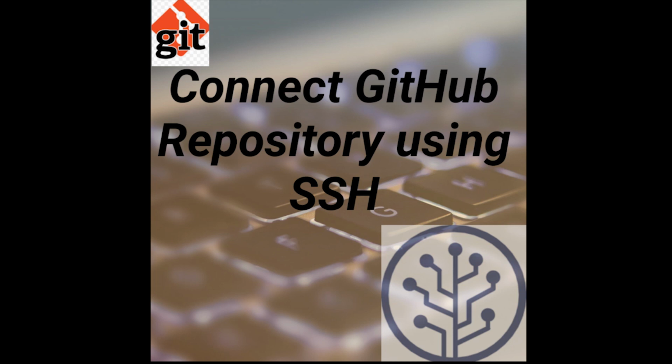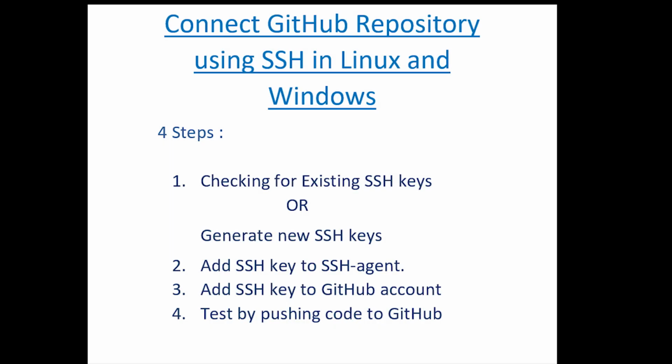Welcome everyone. Let's see how to connect GitHub using SSH. There are four steps. First, we'll check whether we have existing SSH keys or not. If we don't have, then we create a new key. Second, we will add the SSH key pair to the SSH agent. Third, we will pass those SSH keys to our GitHub account, to whatever account we want to connect. And then at last we will check whether it is working or not.